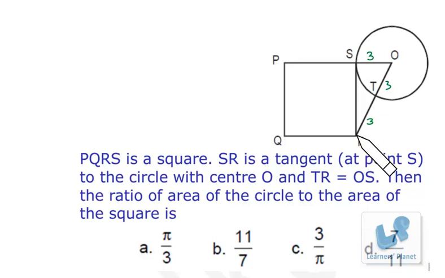Now this entire length is 6, this is 3. So we can calculate the side of the square. So the side of the square will be 6 square, that is 36, minus 9, that is root 27. Okay, so the area of the square will be 27. And the ratio of the area of the circle to the area of the square: the area of the square we just have to put in the denominator, and the area of the circle will be pi r square. So pi into r square, that's 9. So it's pi by 3. Simple. I hope this is clear.